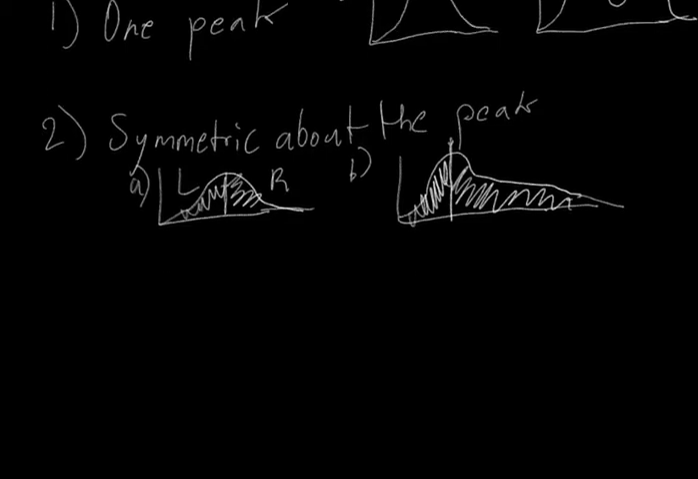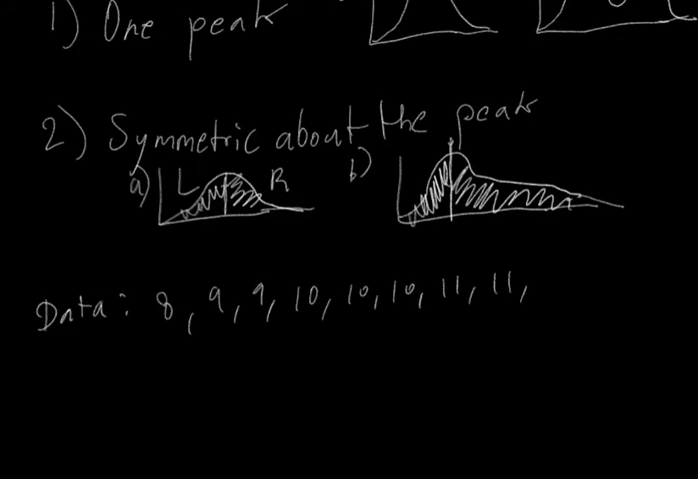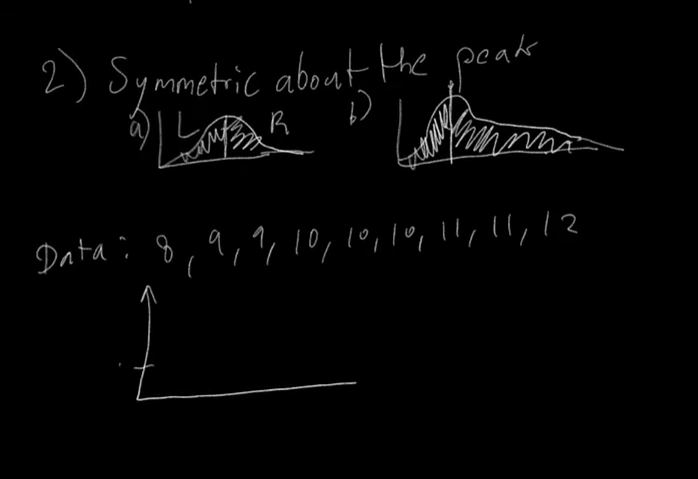And so how would we practically go about determining whether or not data is normally distributed? Well, suppose our data set consists of an 8, 2 9s, 3 10s, 2 11s, and a 12. The first thing we'd do is we'd make a histogram. A histogram shows us the counts of the data points. And so on the y-axis we have the counts, and on the x-axis we have the value.